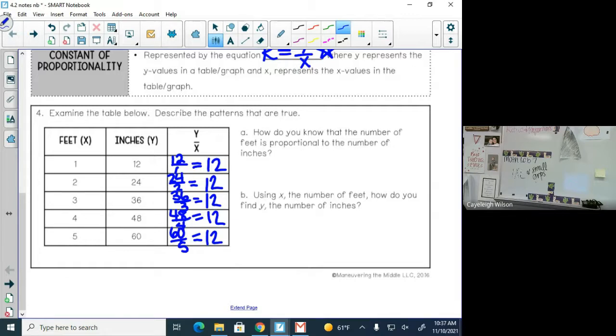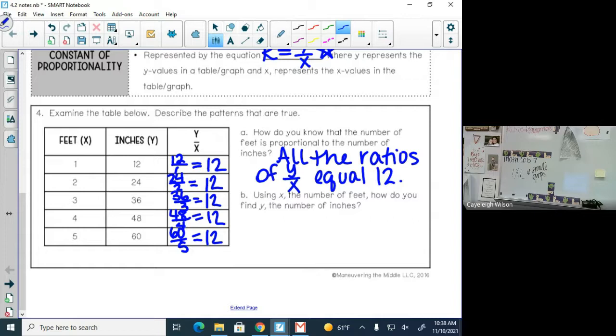So it says, how do you know that the number of feet is proportional to the number of inches? And the way that I know that is because all the ratios of Y over X equal 12. So every single ratio that I did, all the Y's divided by X's, they all equal 12. That's how I know that they are proportional. They're constant.